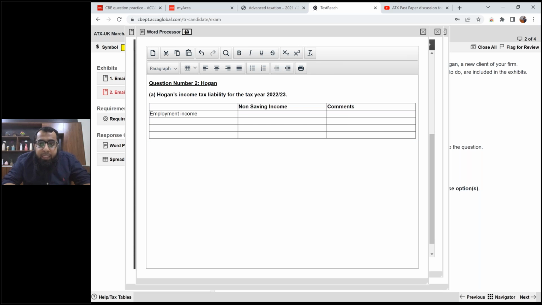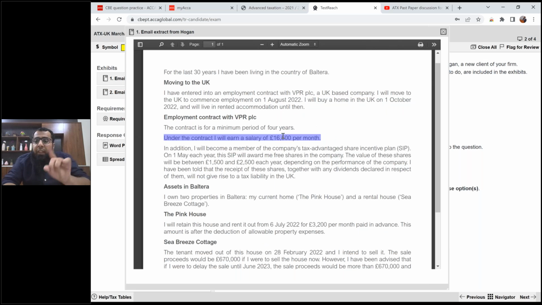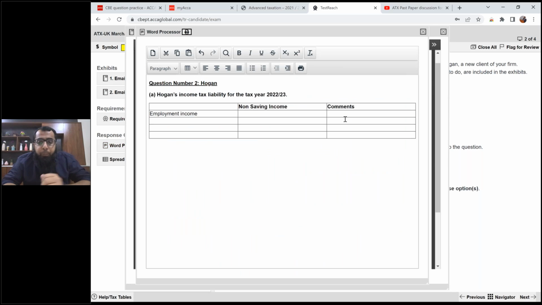It was 16,500 per month. Okay, 1st August 2022. Let me add the symbol of pound. £16,500 into 8 months. So how much? As all the students have sent me on the chat, 132,000.